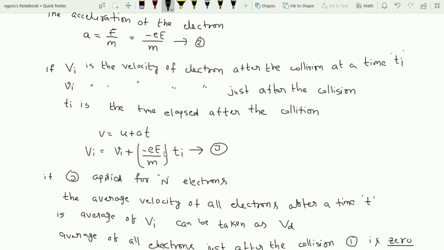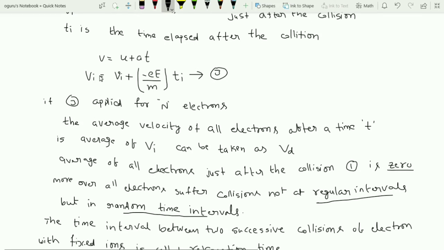This equation can be generalized for n electrons. For the total number of electrons we consider n. So if you write this equation for n number of electrons, we have to take the average values of these quantities. Now the average velocity of all electrons after a time t is the average of capital Vi. That can be taken as Vd, the drift velocity.